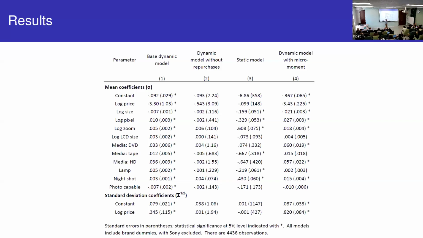No, it's less than 1. Yeah, it's less than 1. So, it's a good question.